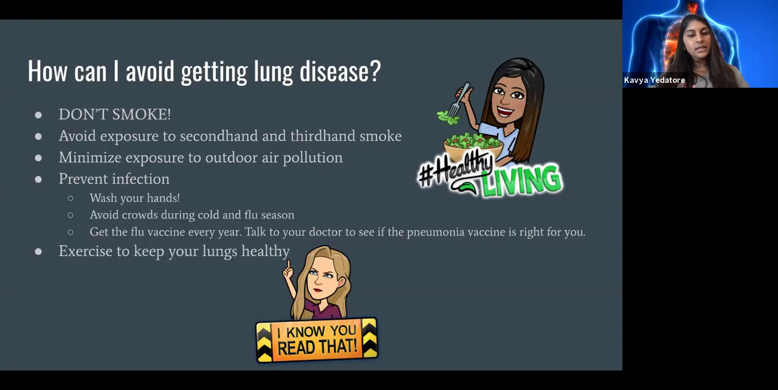And if you are at risk for lung disease, you want to talk to your doctor to see if you can get the pneumonia vaccine, because it's indicated for some people and not for others. And that's something to talk to your doctor about. And then you just want to exercise to keep your lungs healthy, and eat right, and make sure you're moving and getting physical activity, like 30 minutes a day.